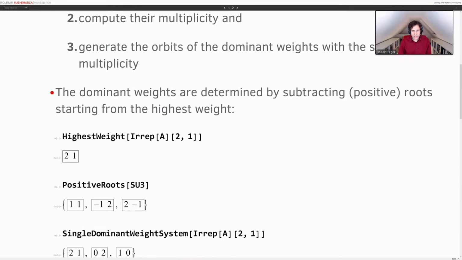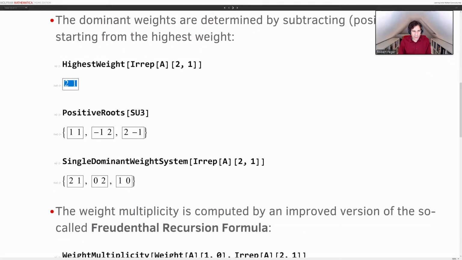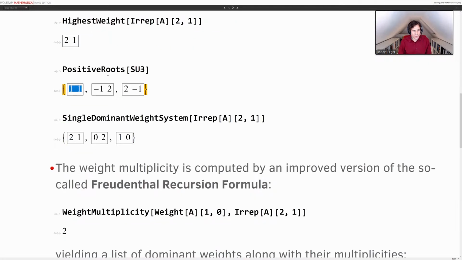The dominant weights are determined by subtracting positive roots starting from the highest weight, and the highest weight is the one indicating the representation itself. So the highest weight is just 2, 1. The positive roots of SU3, there's a command for obtaining the positive roots, are these here. And now if you subtract the positive roots from the highest weight, you obtain these dominant weights, and we don't have the multiplicities of them yet.